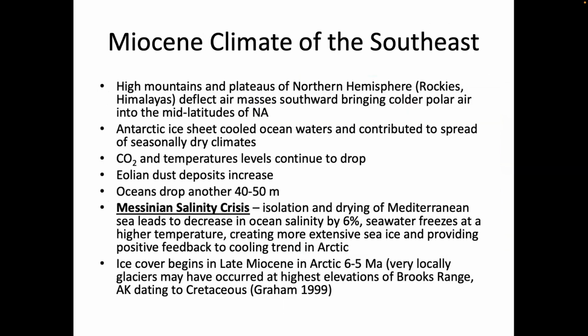Miocene climate. The high mountains and the plateaus in the northern hemisphere, like the Rockies and the Himalayas, are continuing to deflect air masses, rerouting the jet stream southward, bringing colder polar air into the middle latitudes of North America, places like Kansas and Texas and Indiana. The Antarctic ice sheet has cooled the ocean waters, contributes to the spread of seasonally dry climates.